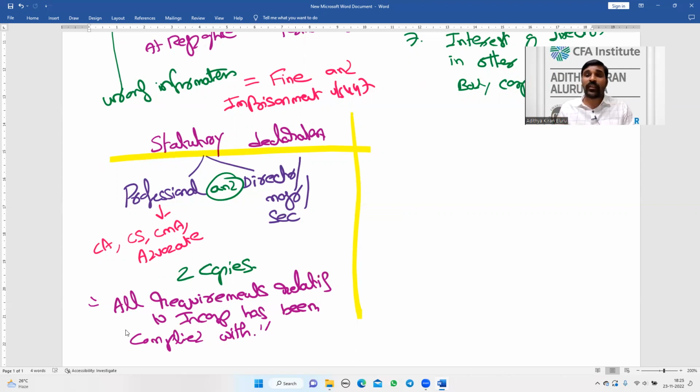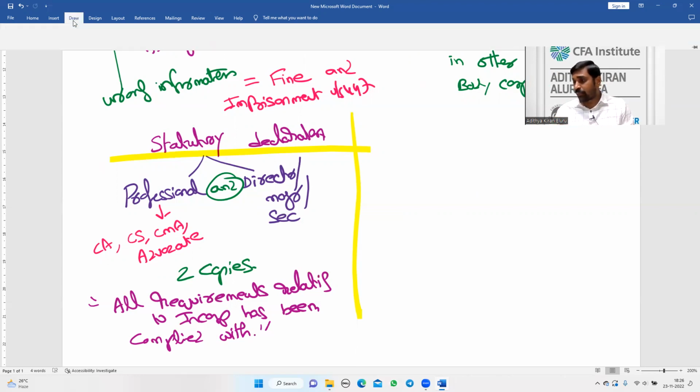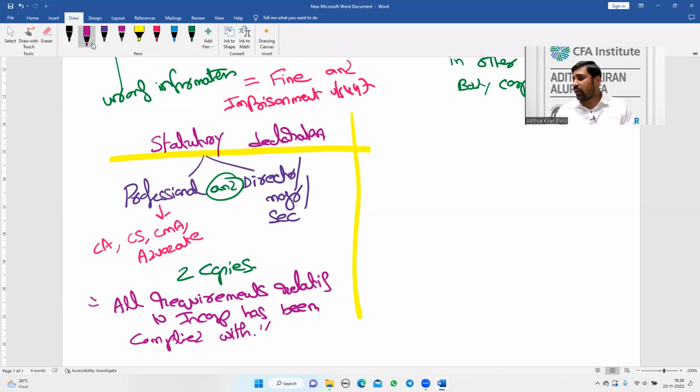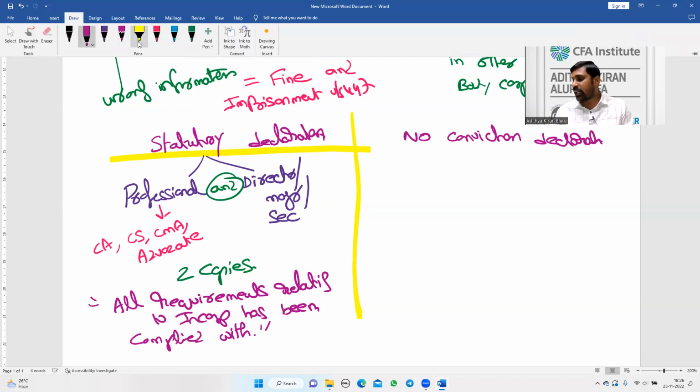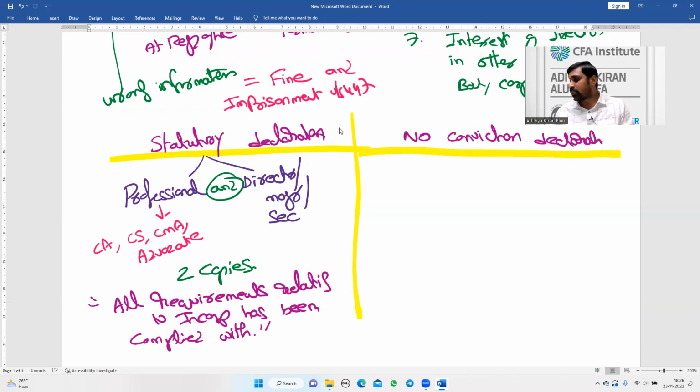So what is given in that declaration? The declaration contains this statement: all requirements relating to incorporation have been complied with. This is one declaration. Another declaration is the no conviction declaration. This declaration has to be given by each of the subscribers.